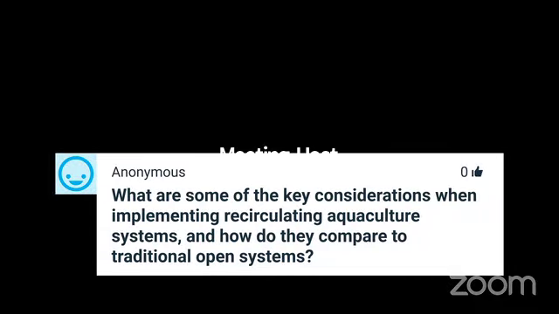Open systems? There is a lot of difference between the two. In the traditional open system, that is the pond system, the water is stagnant. Here, the water is in circulation, and oxygen is high. We are maintaining the water quality in RAS. The establishment and carrying cost of RAS is high. Once the initial investment is made, you can get profit from the next year. So there is a lot of difference between the two systems.